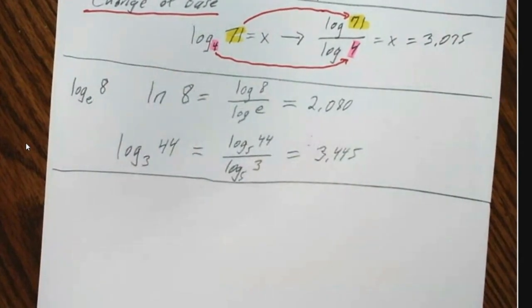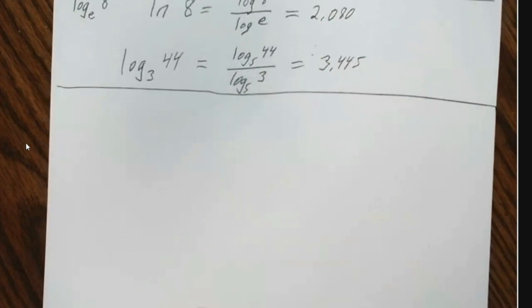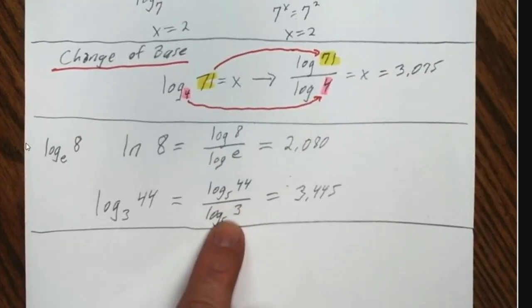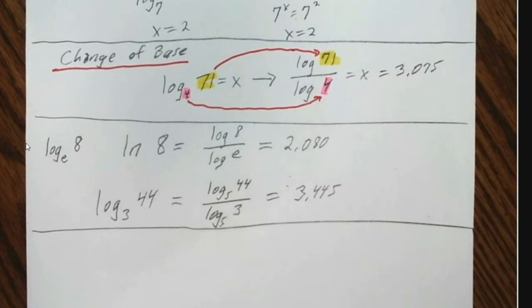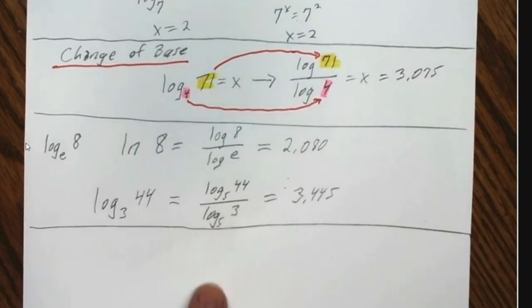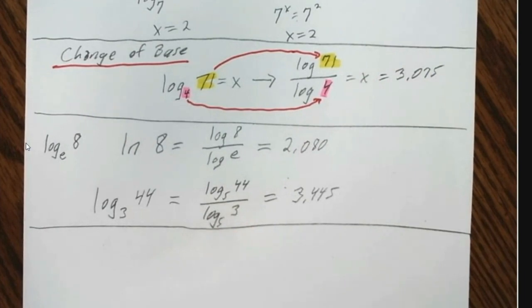Yes, Sid. Where did the 5 come from? I'm kind of confused. I just picked it. I decided what base I want to use. If we have log 3 of 44, I can change it to any base I want to. So I decided to change it to log base 5. Okay, so it doesn't matter. It doesn't have to be a certain number. Nope. You can pick whatever.